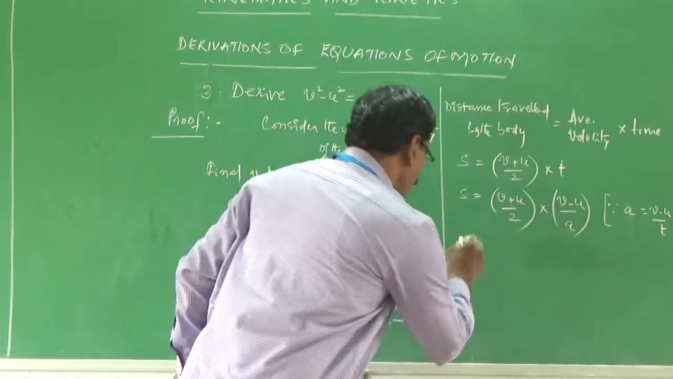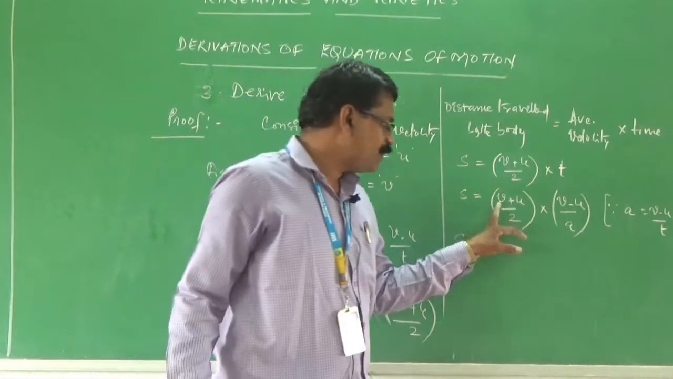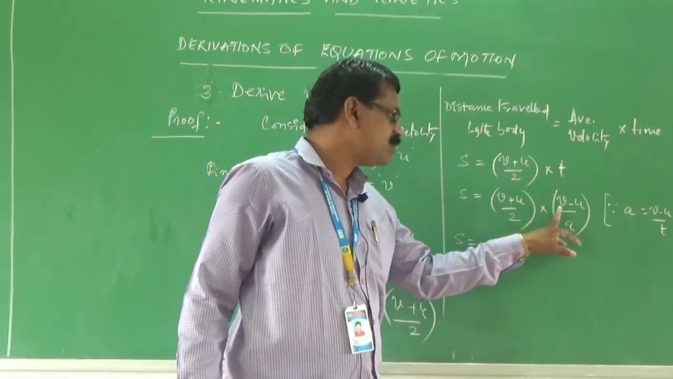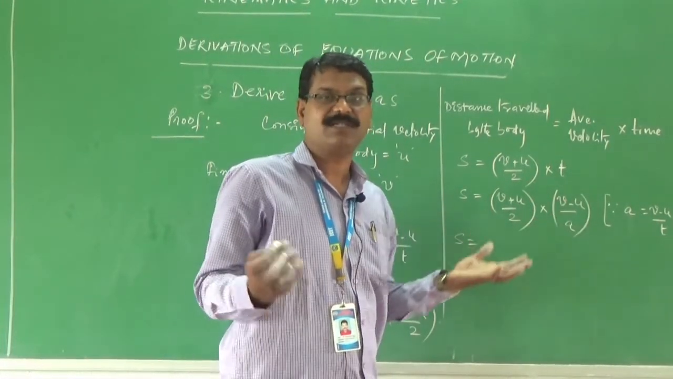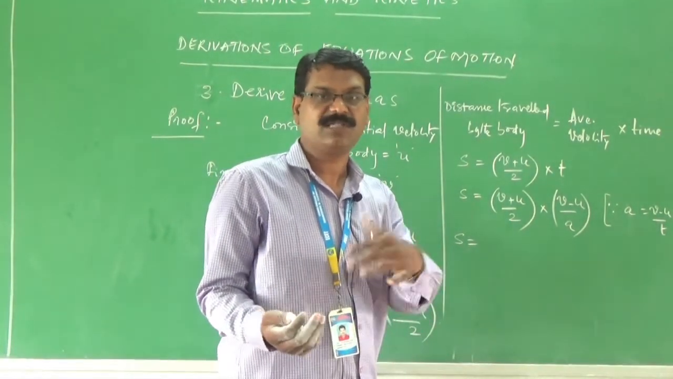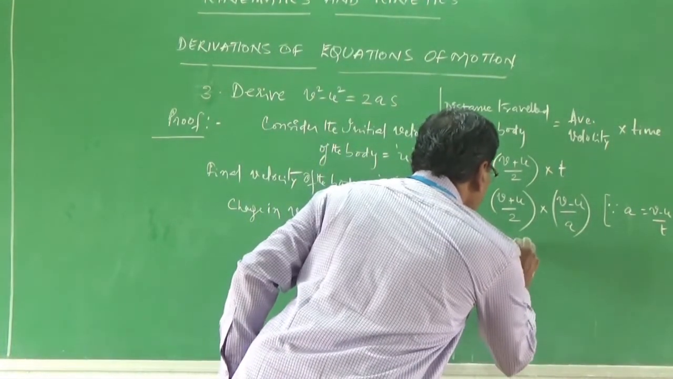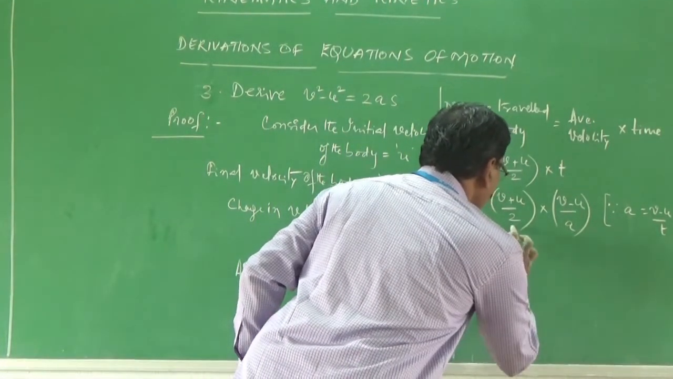Now, while looking through this equation, we will get one idea. This is V plus U, that is A plus B. This is V minus U, this is A minus B. We have a standard formula: (A plus B) into (A minus B) is nothing but A square minus B square. In a similar pattern, I can get S is equal to (V square minus U square) by 2A.